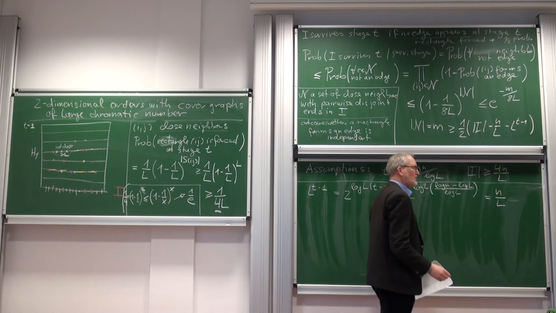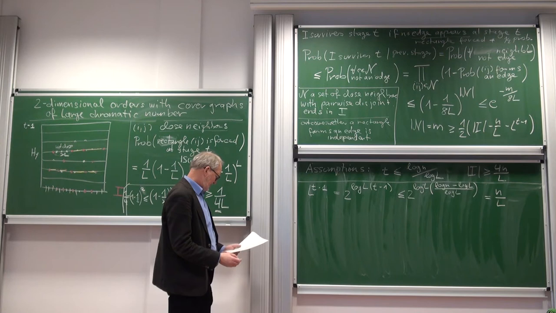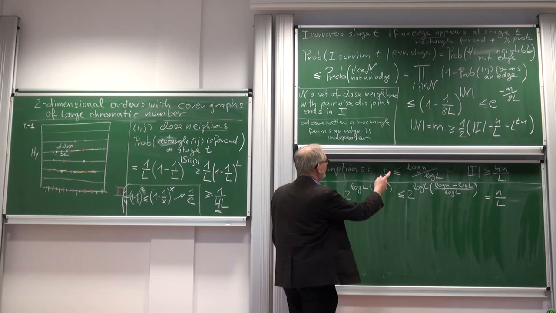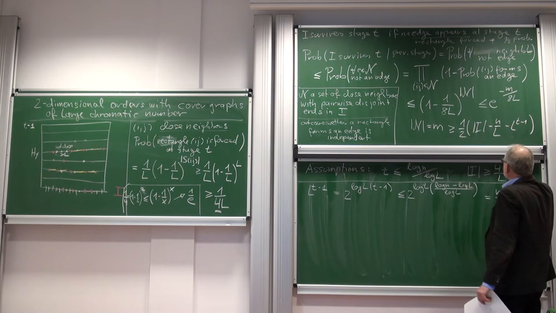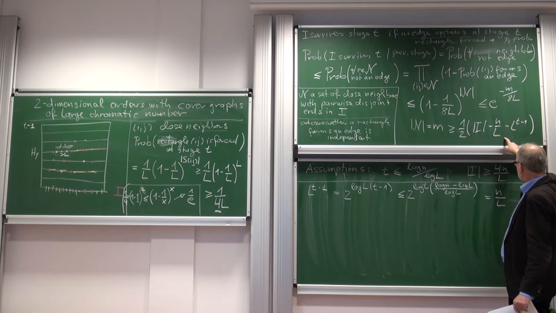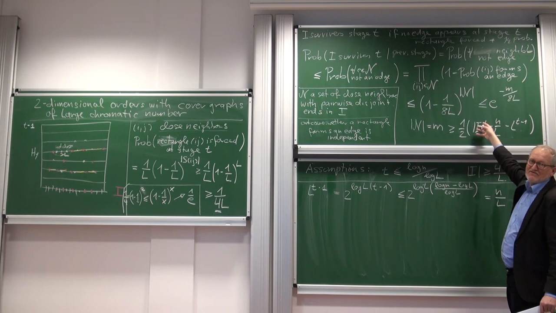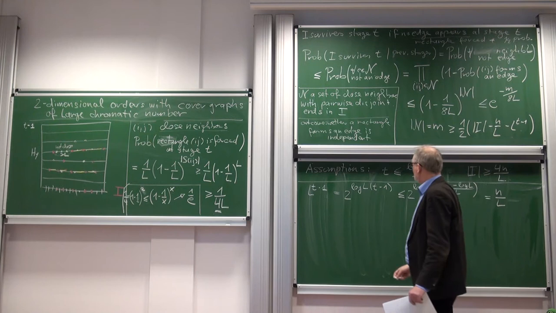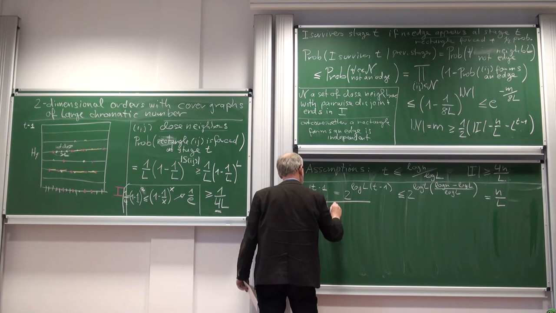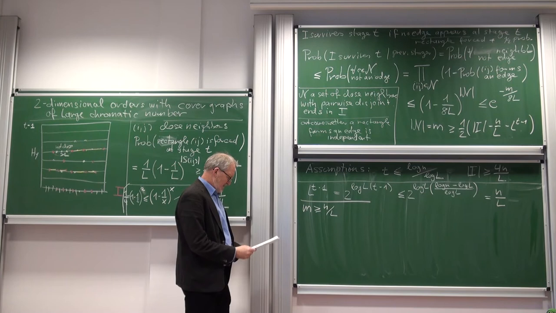And so if we plug this in here, we start with 4n over L, and we subtract n over L, and we subtract another n over L, so we still have 2n over L, and we take 1/2. So what we get is m is at least n over L.